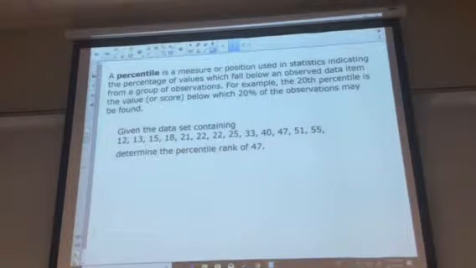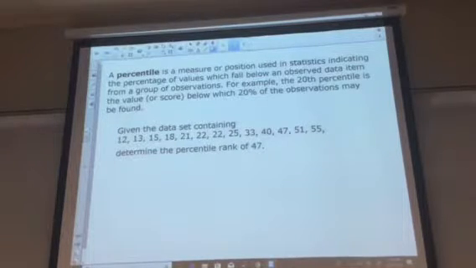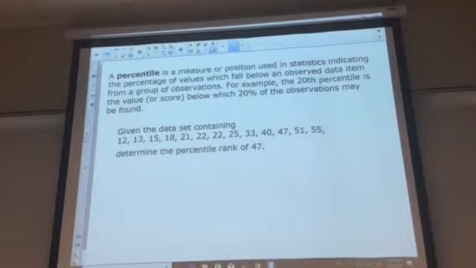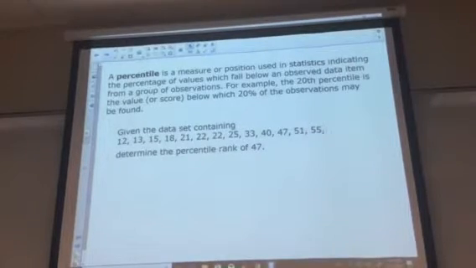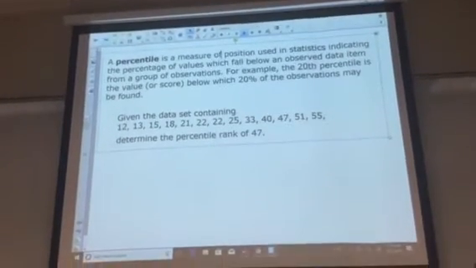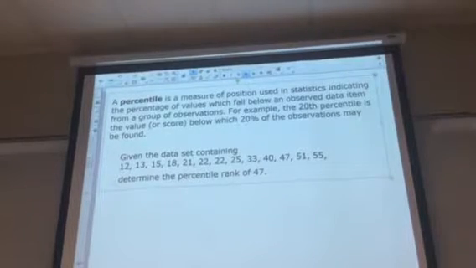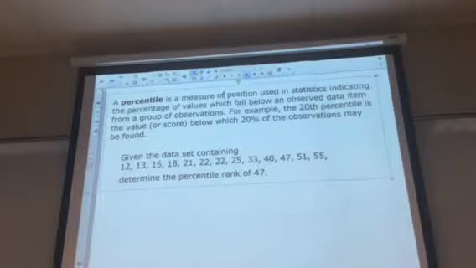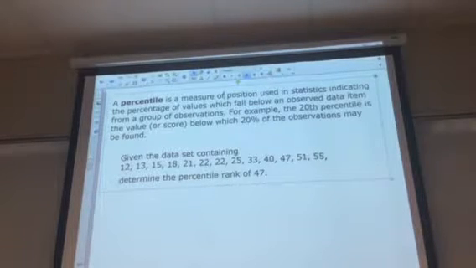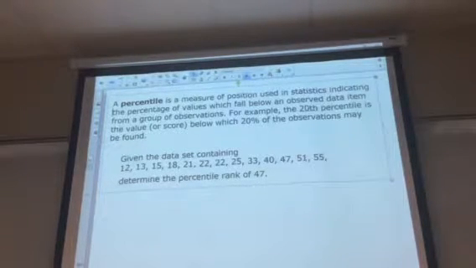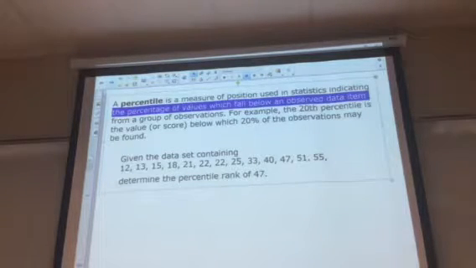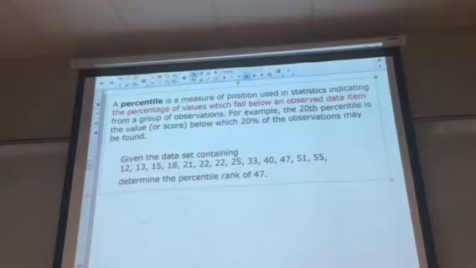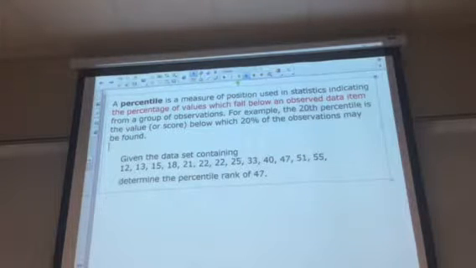Okay? A percentile. A percentile measures a position. It's a measure of position. I keep finding all kinds of typos in there. It's a measure of position used in statistics that indicates the percentage of values that fall below an observed data item. It's a very specific concept. So to emphasize that, I'll put that in red. So that means there's a very specific procedure that you have to have.